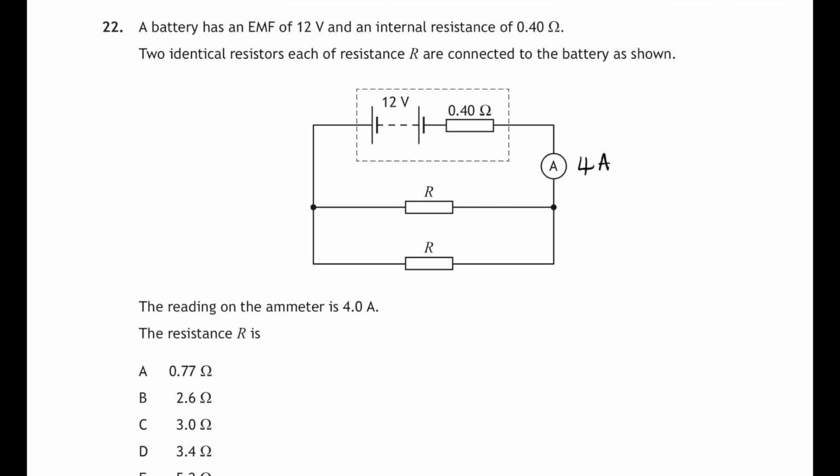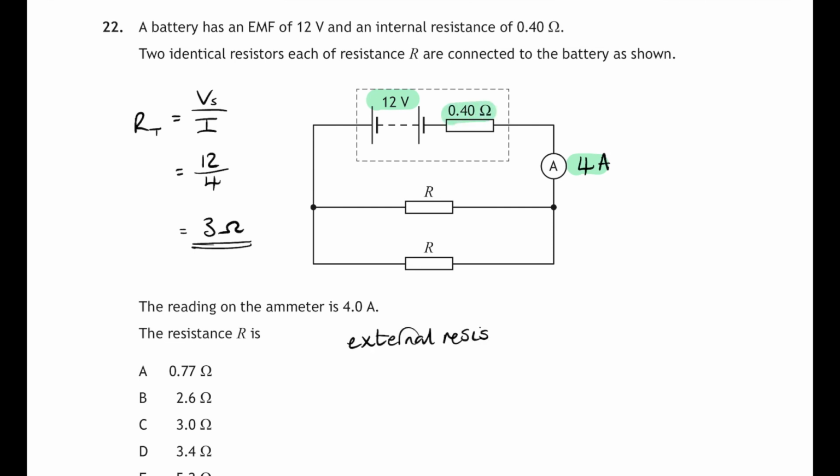Well, we know that the total voltage supplied to the circuit is 12, the total current flowing from the battery is 4 amps, so we could work out the total resistance of the circuit just using Ohm's law again. R equals V over I, so the total resistance is the total voltage divided by the total current. That's 12 divided by 4 gives us a total resistance of 3 ohms. Now we know the internal resistance is 0.4, so the external resistance of the circuit must be 3 minus 0.4. That gives us 2.6 ohms.